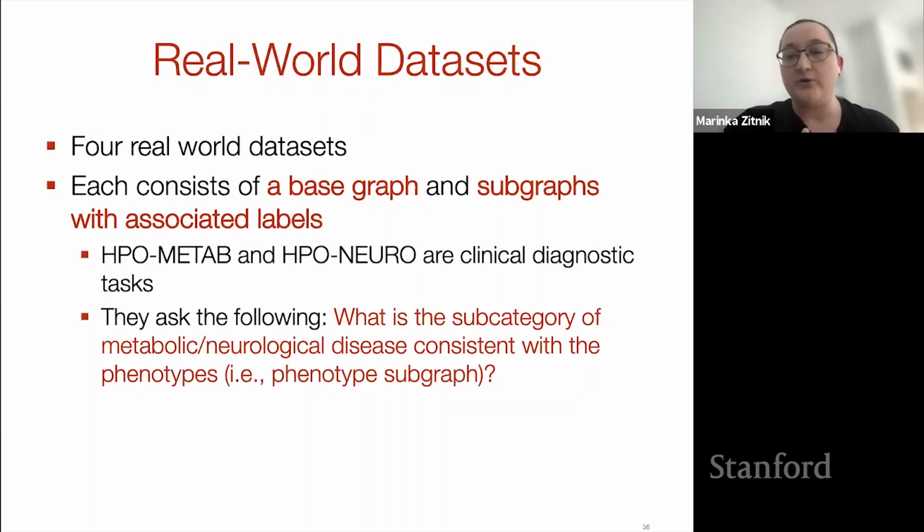And in the HPO Neuro data set, subgraphs represent various neurodegenerative diseases. So the goal of these two particular data sets is to predict subgraph labels that correspond to various metabolic or neurological diseases that are consistent with the underlying phenotypes. So this simulates the environment of diagnosing patients that might have metabolic or neurological disorders.